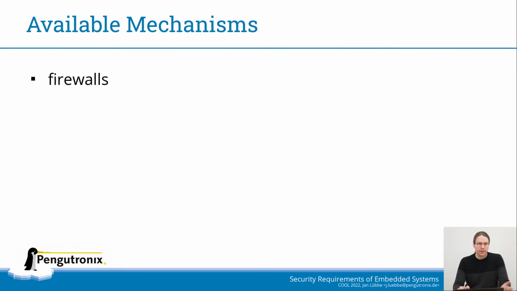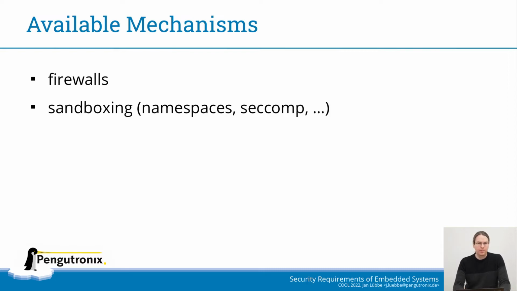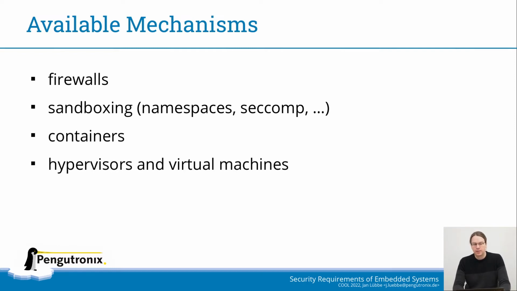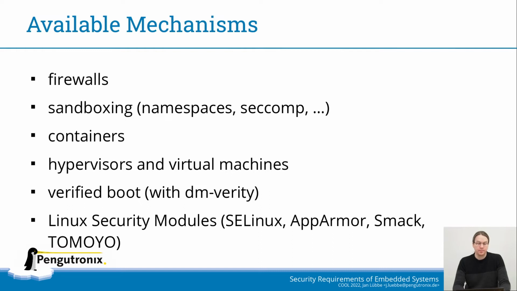So what do we have as mechanisms? Obviously, firewalls, as you heard in the previous talk. You have sandboxing mechanisms like namespaces or Linux seccomp. You have containers, which can be a security mechanism. They don't have to be. You have hypervisors and virtual machines, which can compartmentalize your software. You have verified boot mechanisms like DM-Verity or FIT images. You have, since many years, Linux security modules, which are optional mechanisms to reduce the access of individual applications in the Linux kernel, like SELinux, AppArmor, and so on.